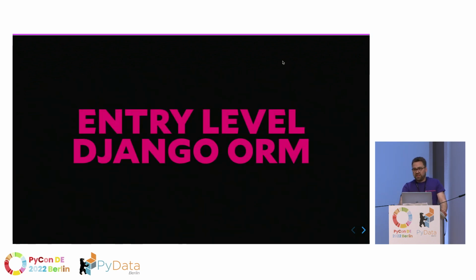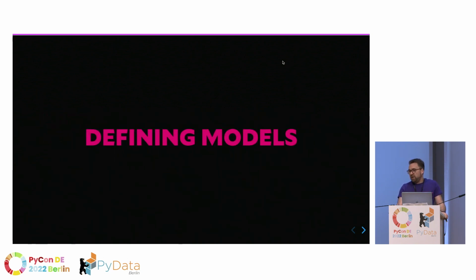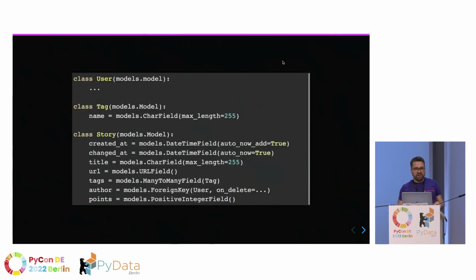So let me just give you a quick overview of where we come from. In simple terms, when we are defining a model in Django, it looks like this. This should be no surprise to anyone. We defined a couple of models here for a user, a tag, and a story. And the built-ins of Django already come with decent helper functions or field types for date time, and for constraint checkings on URLs, emails, and stuff like that. And most importantly, also a very sophisticated management of relations in terms of foreign keys and many-to-many relations.